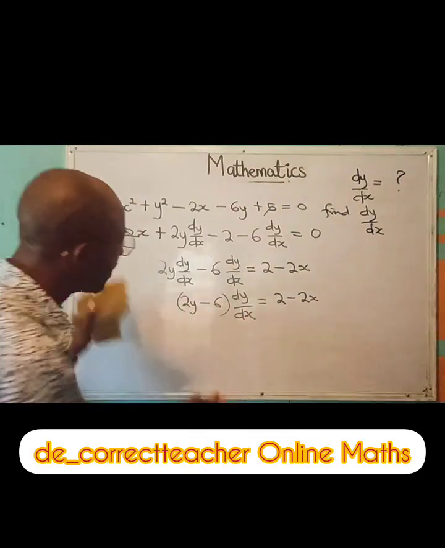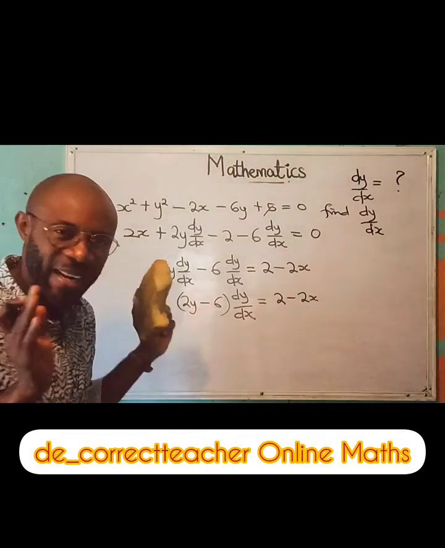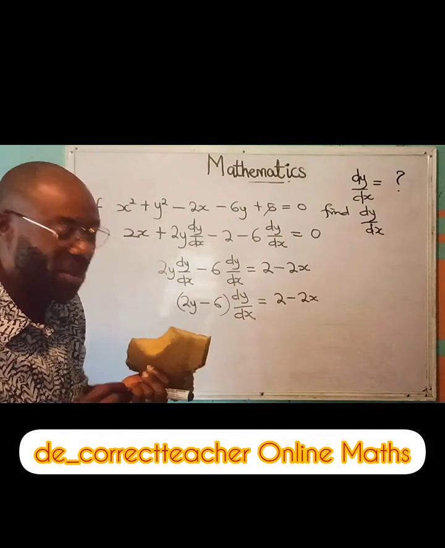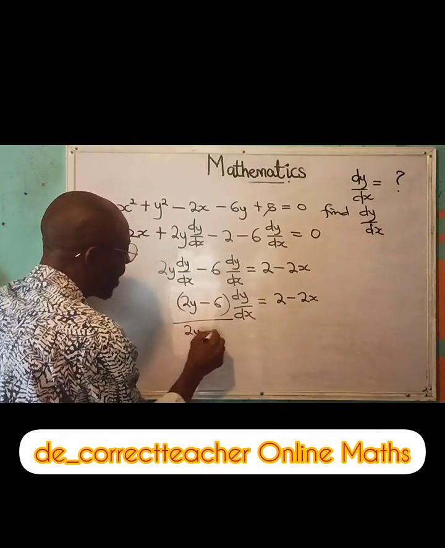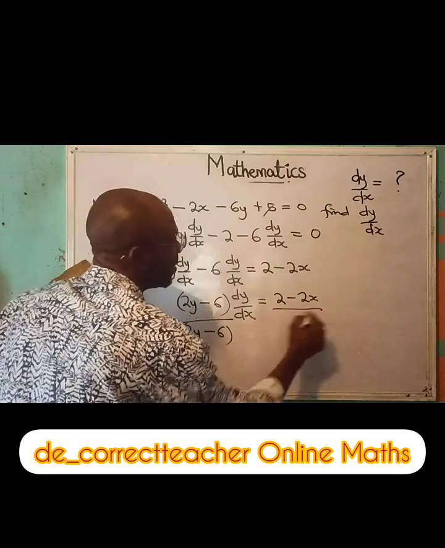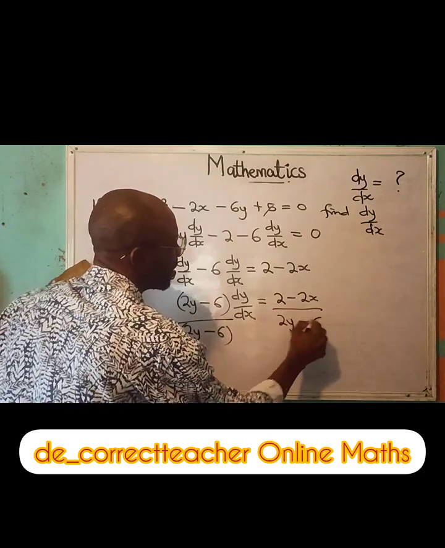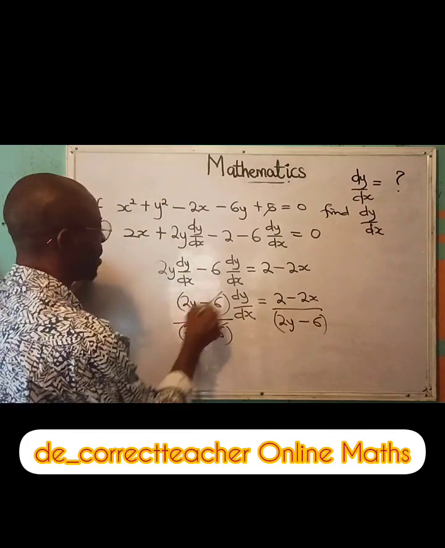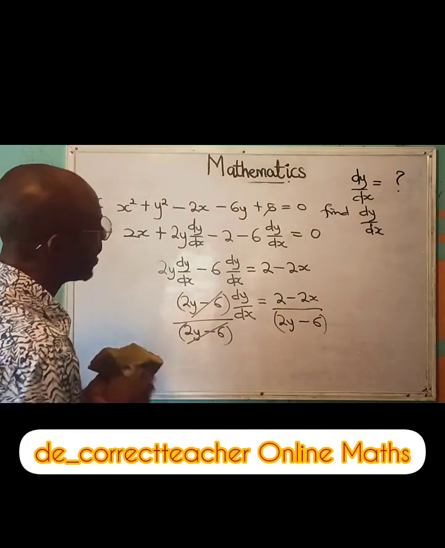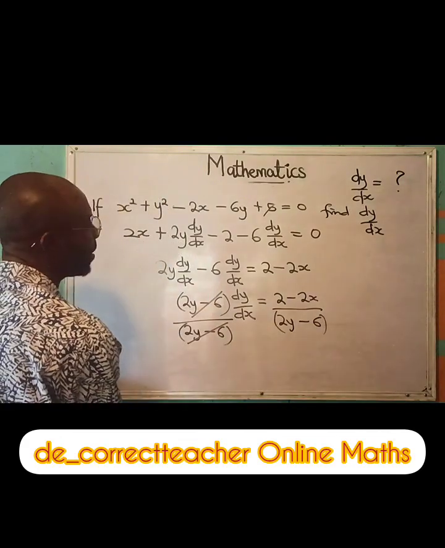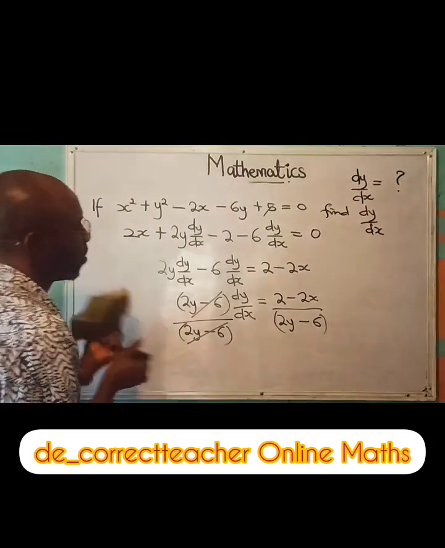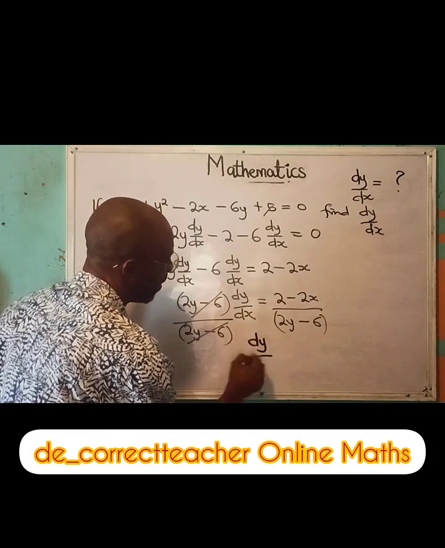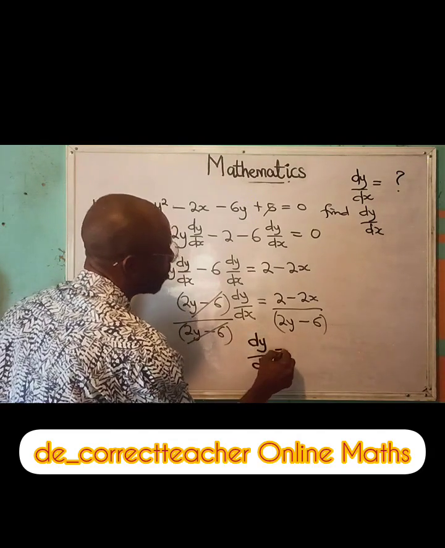Now, you can see that we're beginning to have this clearly, so that it can stand on its own. So what we need to do is to divide both sides by 2y minus 6. This side also 2y minus 6. So this will cancel this. When you do that, you find out that we now have dy dx standing on its own. So this becomes dy over dx equal to this.